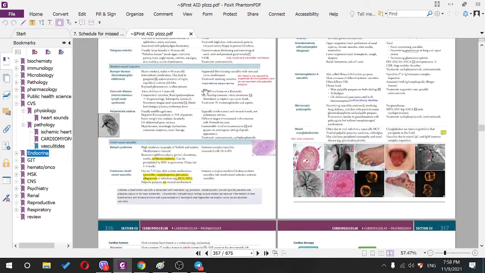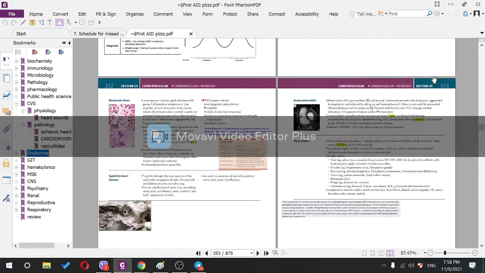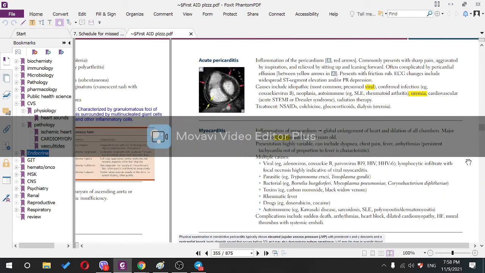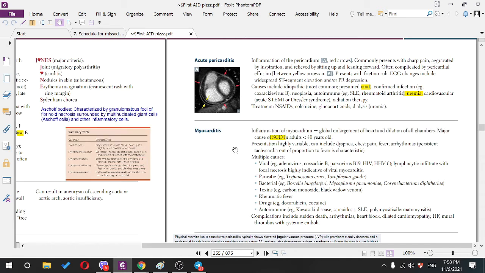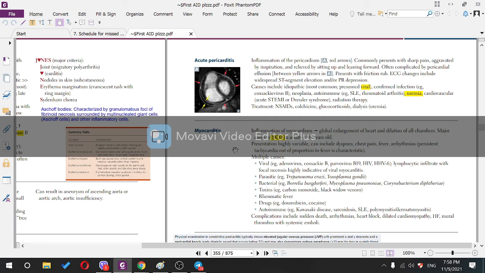GIT. No, let's finish myocarditis. Inflammation of myocardium. Okay, so how can I tell on the exam that I'm having a patient who has myocarditis? Look at the scenario. They will give you a young patient, relatively young, and they tell you suddenly he was having no problem, and suddenly he has congestive heart failure.